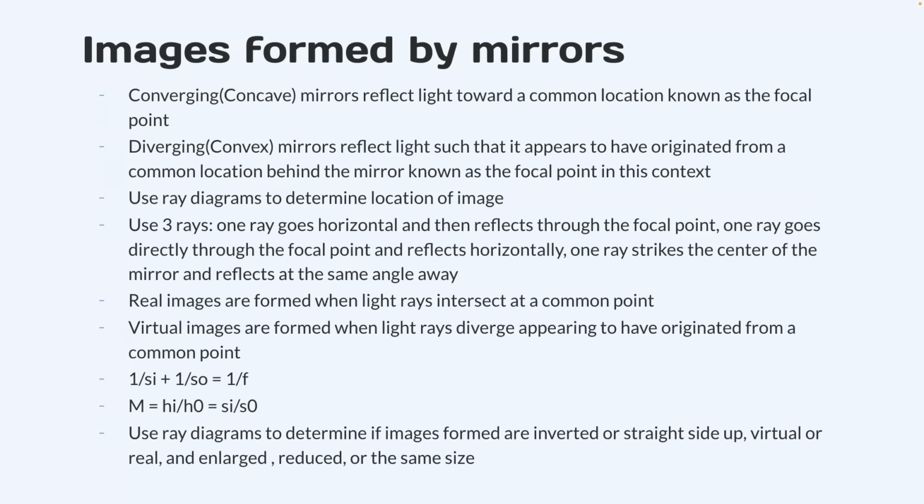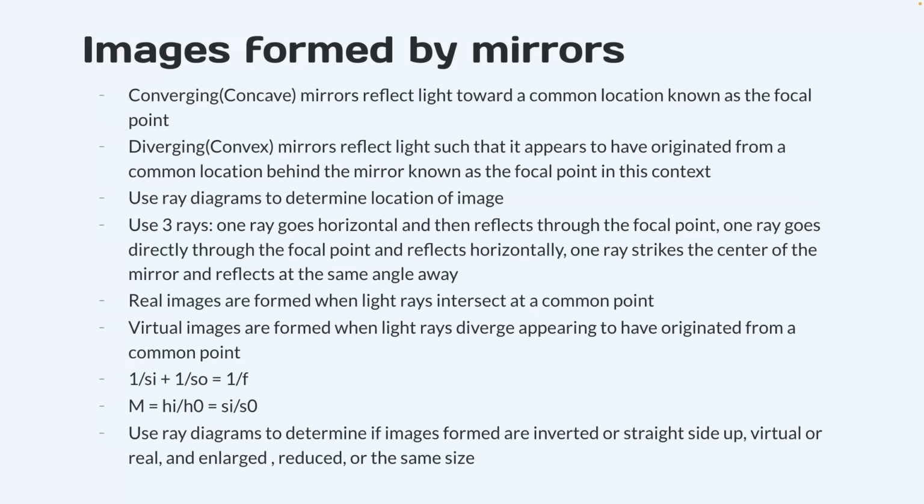We refer to real images that are formed when the light rays intersect at a common point, and virtual images are formed when light rays diverge. So they appear to have originated from a common point, but they don't actually intersect at a common point.